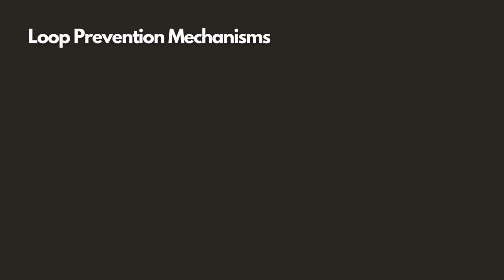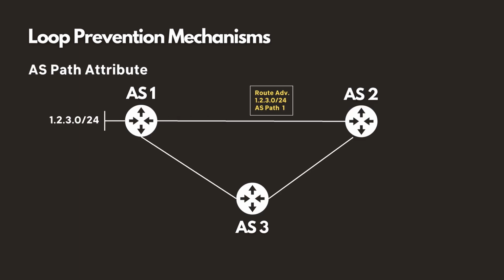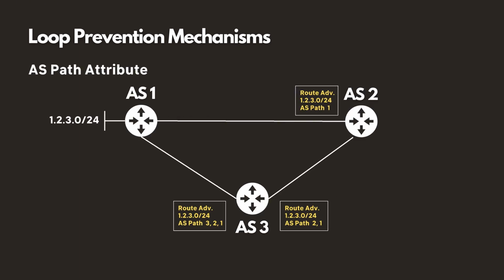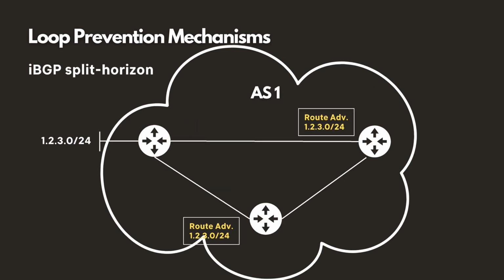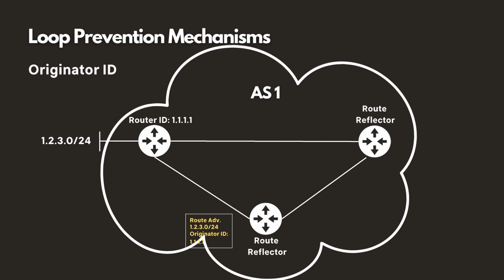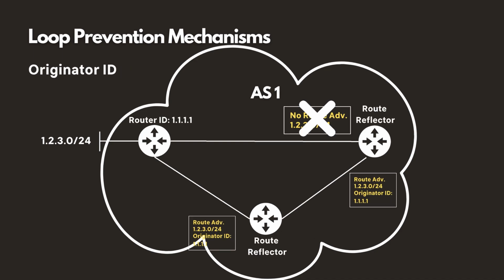How does BGP prevent loops? It uses AS path attribute for eBGP routers to reject routes containing their own AS. iBGP has split horizon mechanism to prevent re-advertising between iBGP peers. For topologies with route reflectors, originator ID is used.